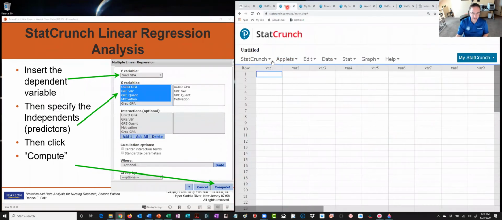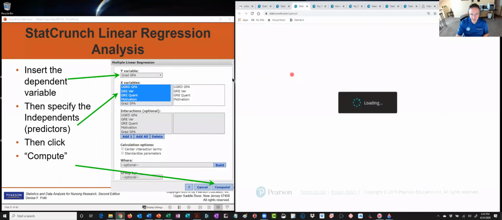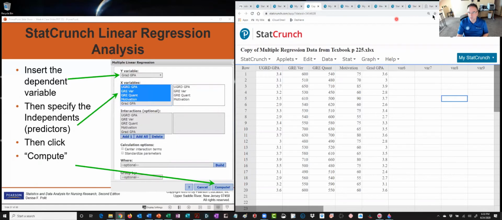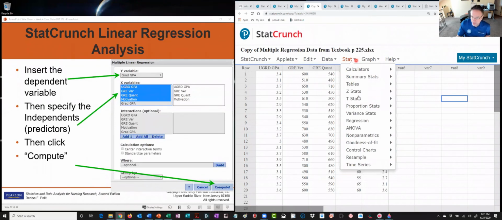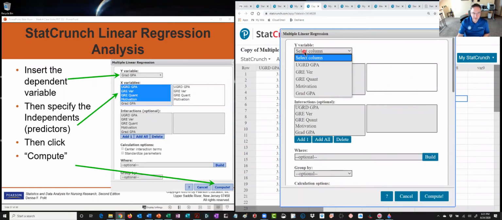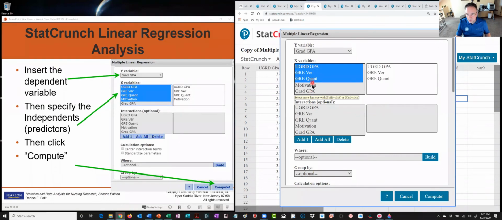Back to StatCrunch, and we can load this data in. And again, I've got it on my desktop. So again, I'll just do this one as an example. So here's all the data from chapter 10. So you can load these into StatCrunch and you can do multiple regression. On the Stat tab, you click regression and you just keep going. So here's multiple linear. You can select your outcome. So again, here our outcome is going to be the graduate GPA. We want to know how they're going to do in graduate school based upon the other 4 variables. So I'll hit control, undergraduate GPA, motivation score, their verbal and quant, and click compute.